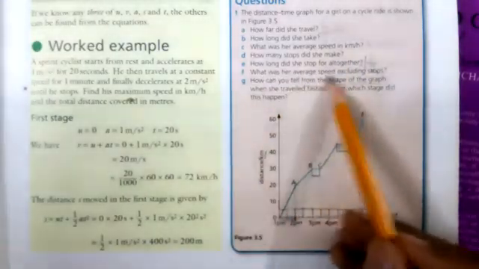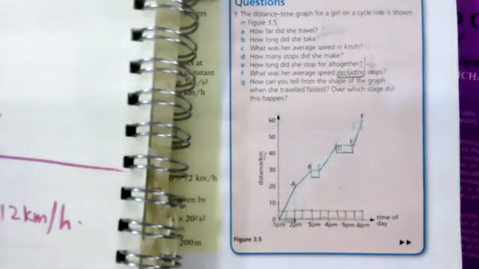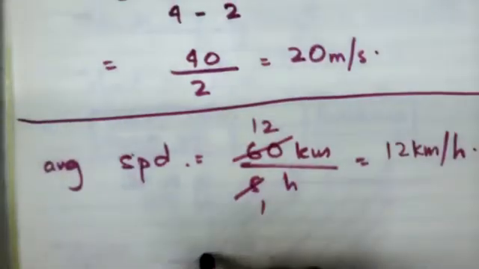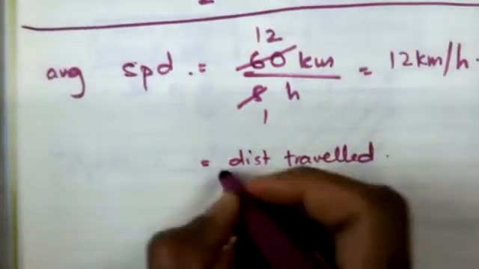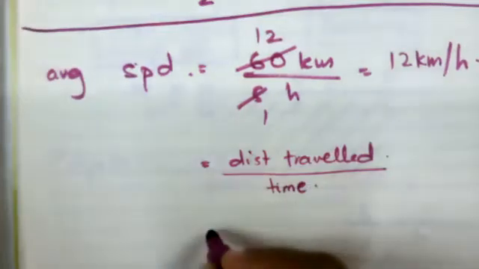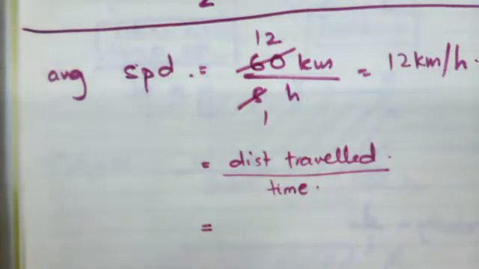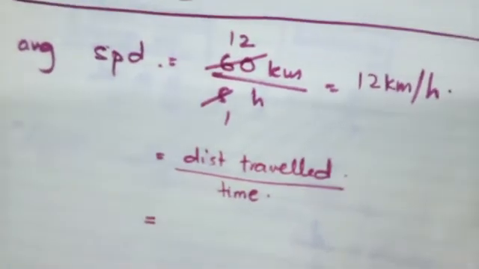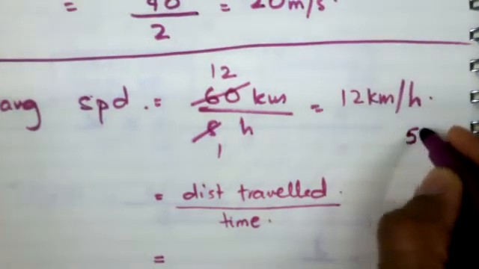What was her average speed excluding the stops? So how will you exclude the stops? Again, average speed is the same formula, distance traveled divided by time. But this time we will exclude the time that she spent while she was not traveling. That was 1.5 hours, so we are going to subtract 1.5 from 5.